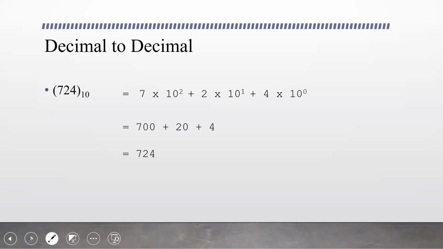So here is an example. This is just decimal to decimal. We don't need to convert a decimal back to decimal, but I have given this here to understand the procedure. The number is 724 with base 10, because it's decimal. There are 3 digits: the first digit is at the 0th position, the second digit is at position number 1, and the third digit is at the second position. So we take the 7 and multiply it, as it is of base 10, with 10 power 2.